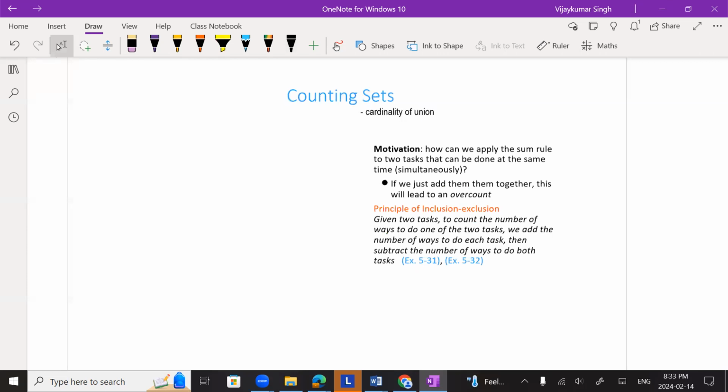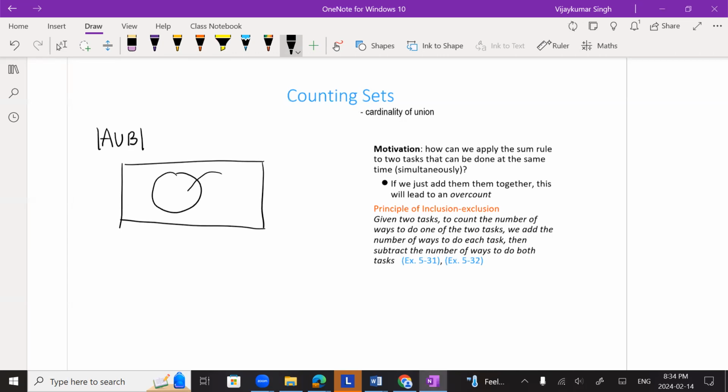So the idea is basically, first of all, let's take a look at a basic idea. I want to count what is A union B, the size of A union B. Okay. I want to be able to relate it with the size of A and the size of B somehow. Let's draw a diagram and it will become clear to us. So suppose this is my set A, this is my set B. Okay. Now, what is the size of A union B? So A union B is this set, right?